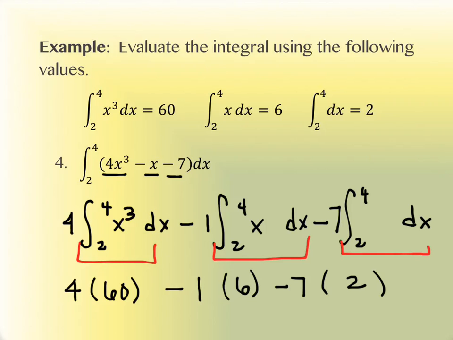It's a 2. So this becomes simply a problem with addition and subtraction, and in this case, we do have some multiplication involved as well. So we have 4 times 60 minus 6 minus 14. What does that give me? 220. It is 220. Very good.